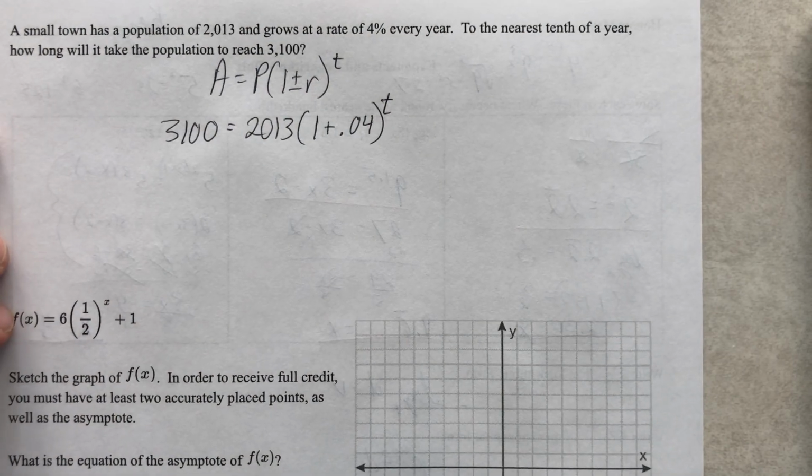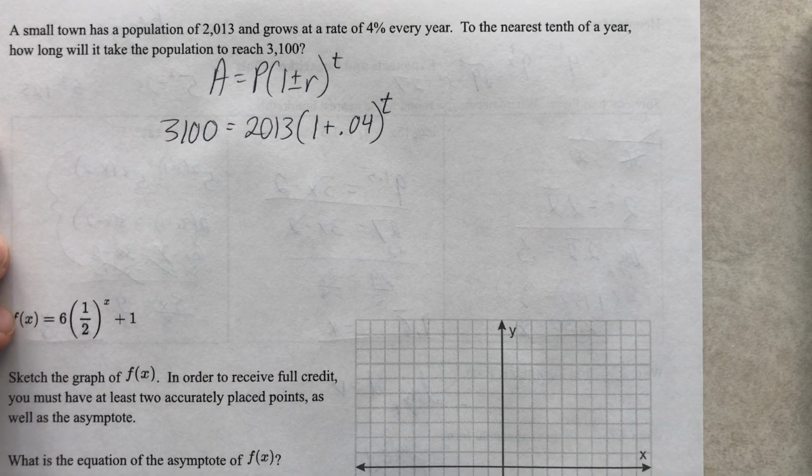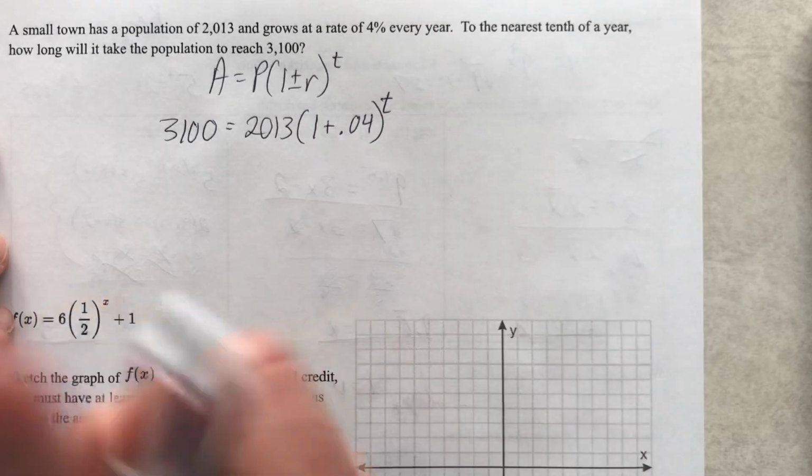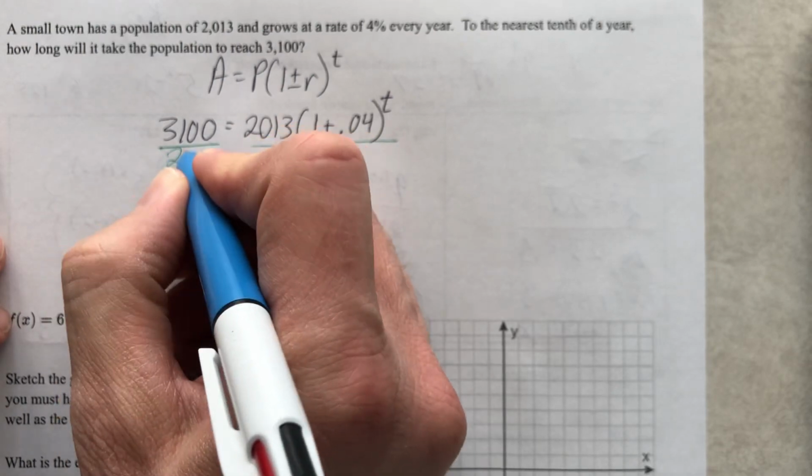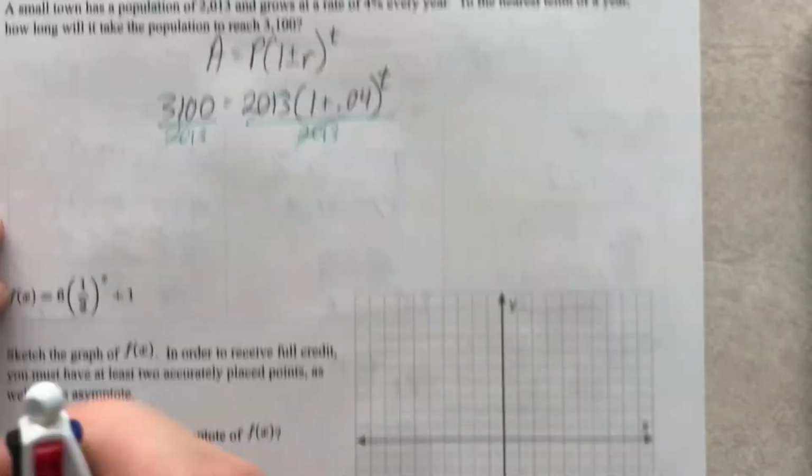This one is going to involve a logarithm. Ask me why. Thanks for asking. Because the variable is in the exponent. So we're going to divide by 2013. It was a good year. It was a busy year for me.